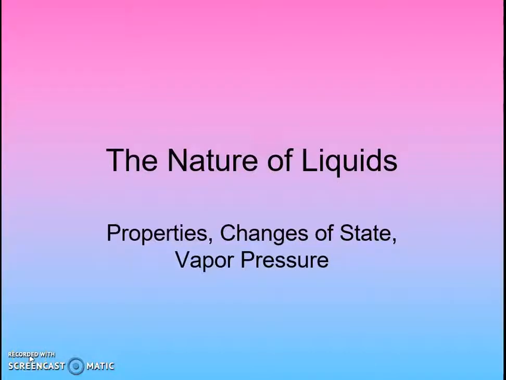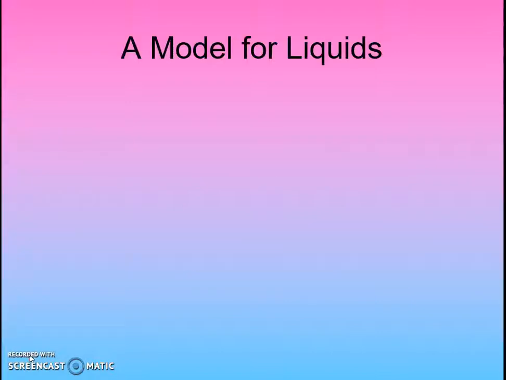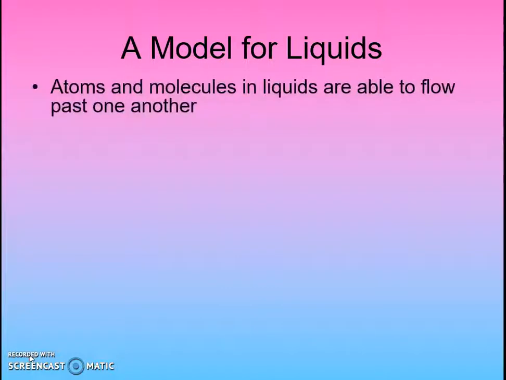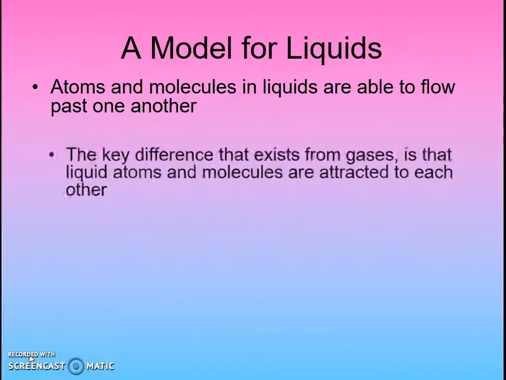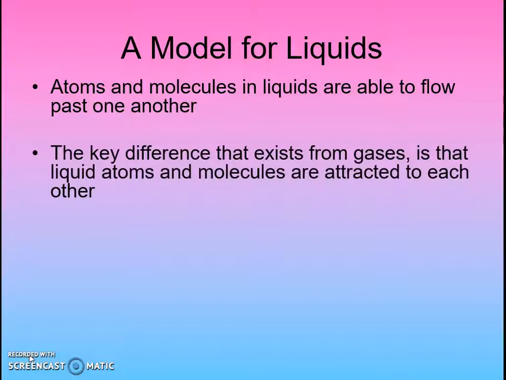In this video, we take a look at the nature of liquids, their properties, how they change between different states, and vapor pressure. So liquids can still flow like gases, but they are held together. They can move past one another, but they are still held in contact with one another, unlike gases where they're spread apart. And the big difference is that they're in contact with each other, because gases have a weaker attraction between them, and gas particles are so small we ignore the attraction forces because of how fast they're moving. Those attraction forces are not able to keep them together.